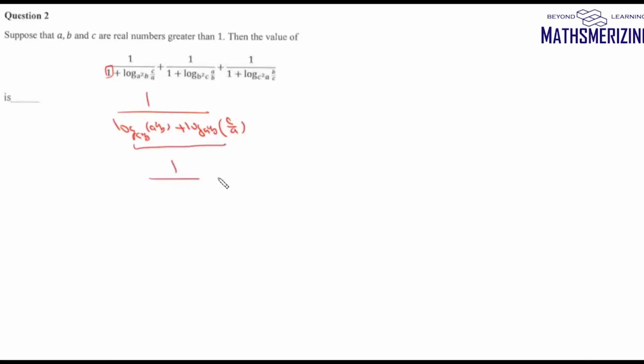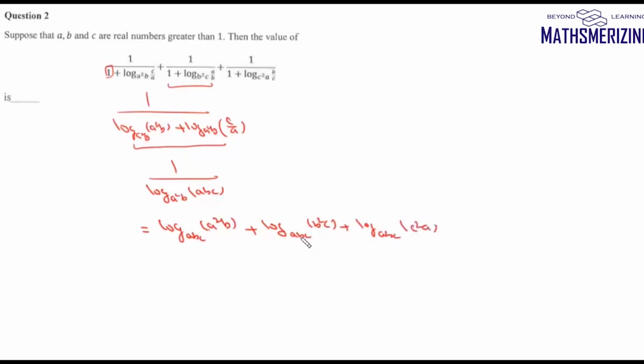We can write this as 1 upon log, and the base is a square b. Now here we will multiply them, a will cancel, so we'll get this as abc. So we can actually write this as log a square b to the base abc. Now similarly for the second one, we can write this as log b square c to the base abc. And in the same way, we can write this third one as log to the base abc, and here the number is c square a.